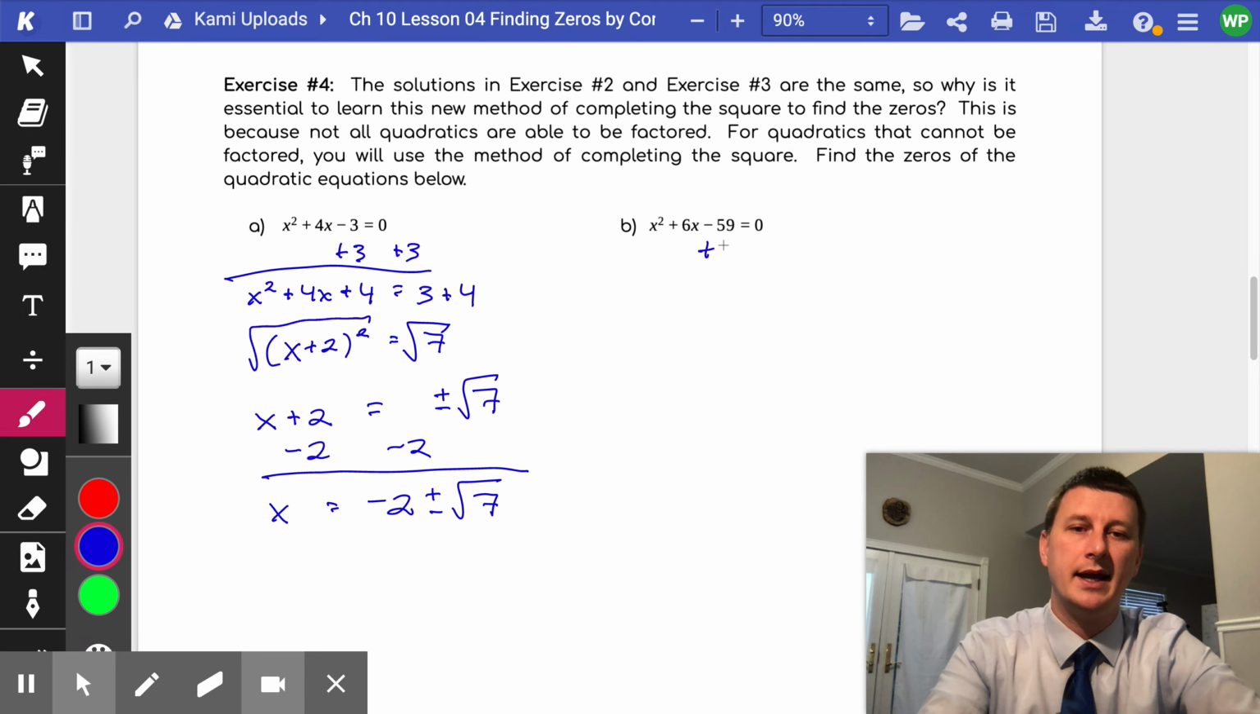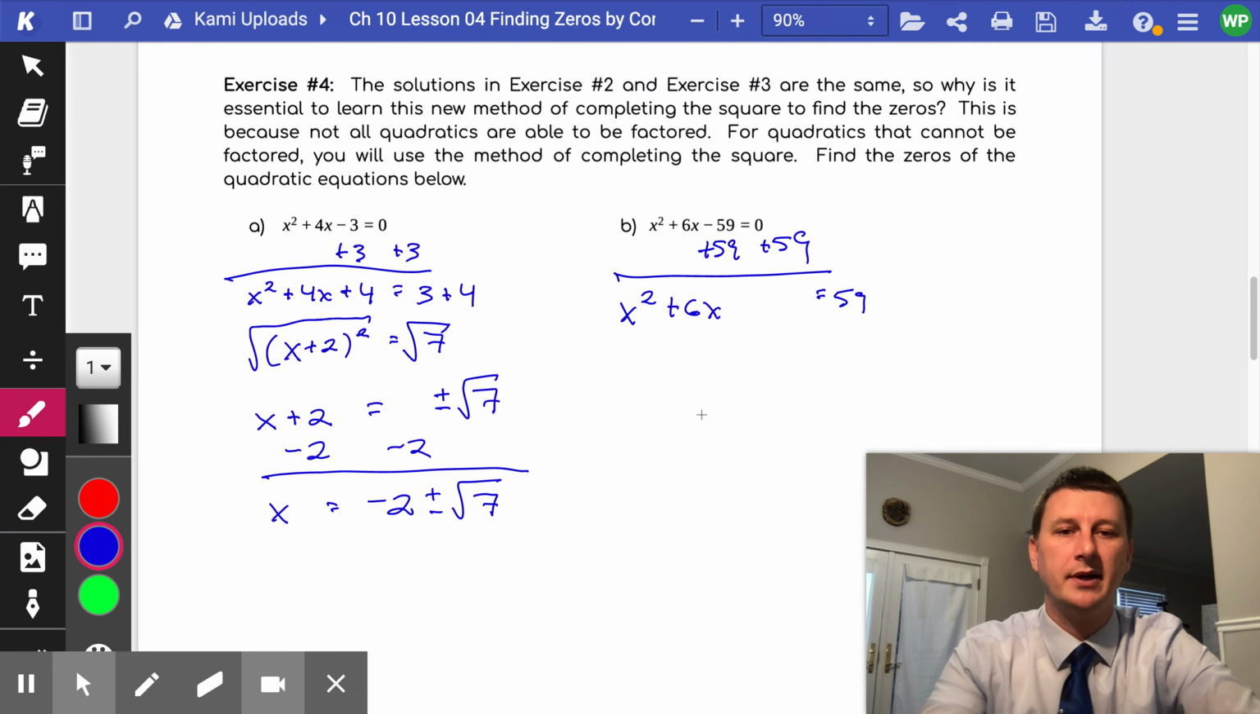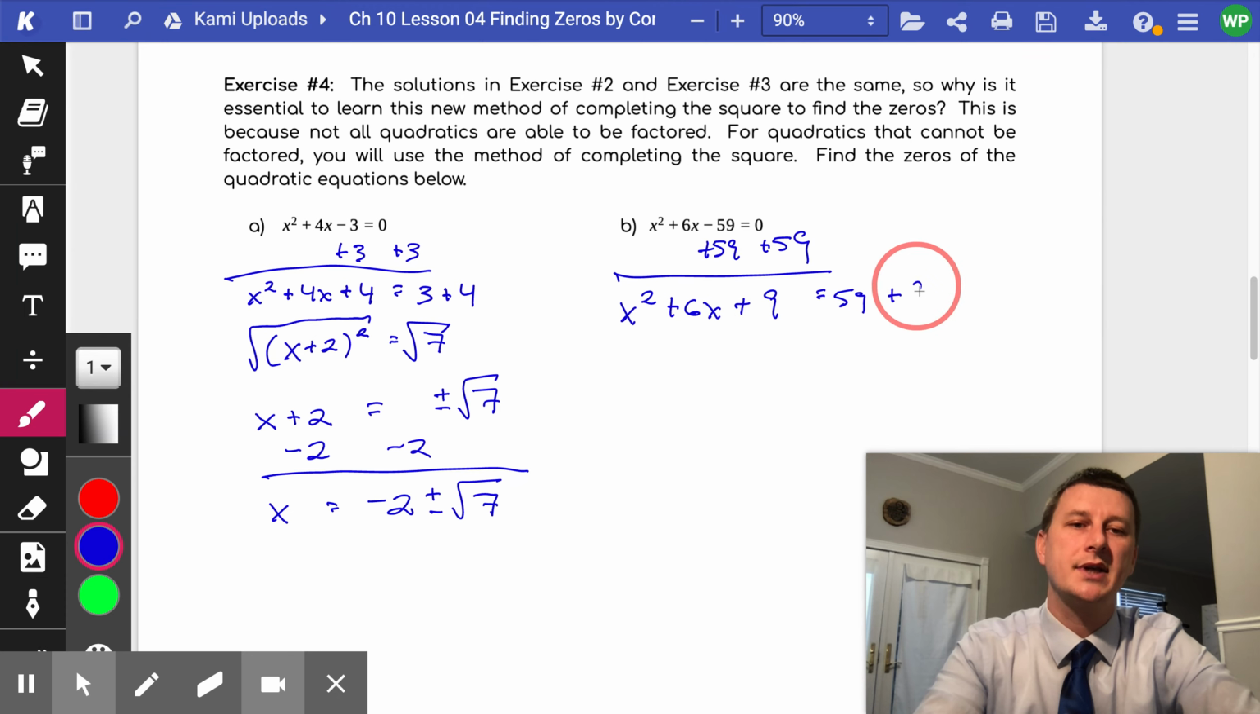So let's start by adding our c term to the other side because our c term is currently negative, so our inverse would be positive. And we're going to have x squared plus 6x, leave a space, is equal to 59. Our next step in completing the square is to take your b term, divide it by 2, then square it. So 6 divided by 2 is 3, and 3 squared is 9.